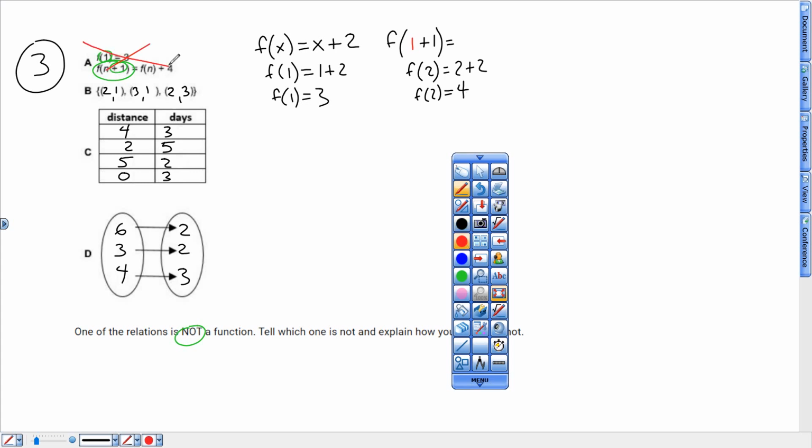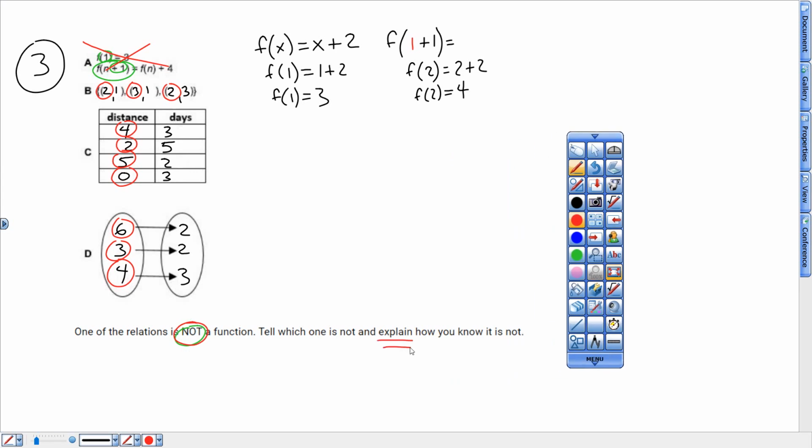The other ones, looking at these, you're looking at these input numbers. If these repeat, good chance that data is not a function. That's showing an input spitting out 2 different outputs. And for this problem, they're having you explain which one is not a function. Explain in a complete sentence. You're going to be typing that out.